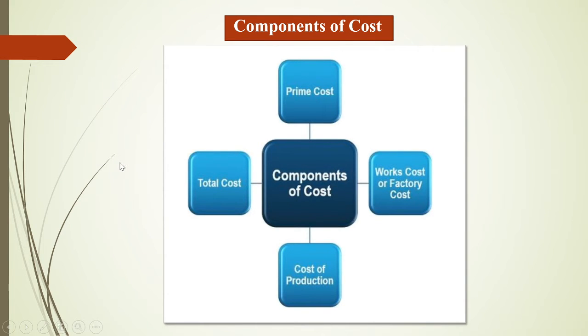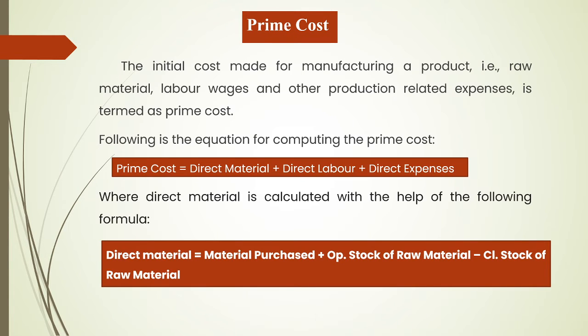There are four components of cost sheets. First, prime cost. Second, work cost or factory cost. Then cost of production, and last, total cost. First, we see prime cost.